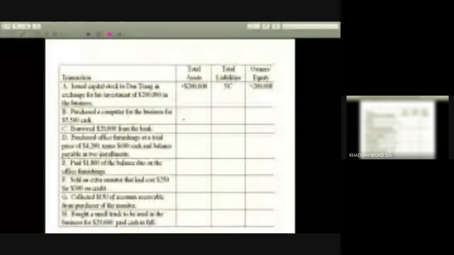Okay? And then you borrowed 20,000 from the bank. Because this now is, can I write something here? I do not know. Can I write? All right. Here is no change. Cannot lah. I don't have a pen.